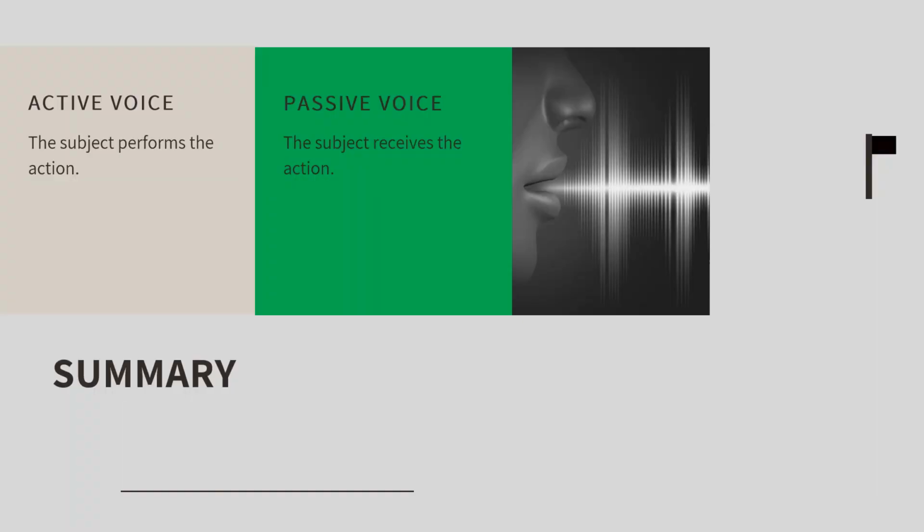Here is the summary of today's lesson. Active and passive voice are the two types of voice of the verb. When we say active voice, the subject performs the action, while in passive voice, the subject receives the action.